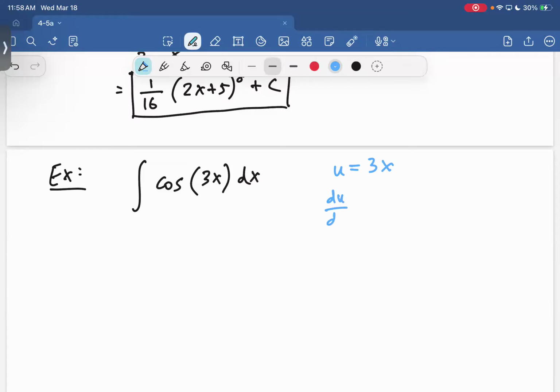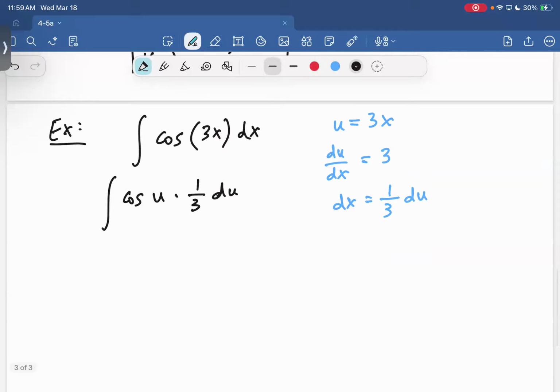So what is du/dx? du/dx is 3, which means that dx is equal to what? Yes, 1/3 du. Okay, so you want to differentiate first and then isolate dx, and that's what you want to plug into here. So you're just converting the integral into a different variable u. Cosine 3x is just cosine u, and dx is equal to 1/3 du.